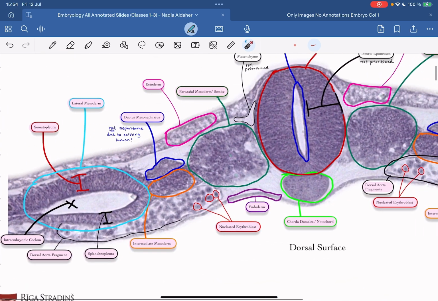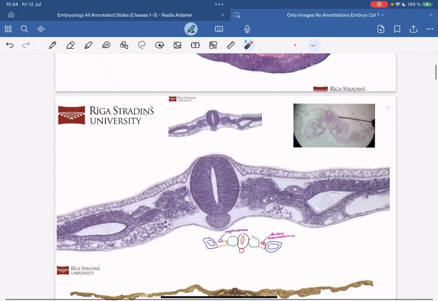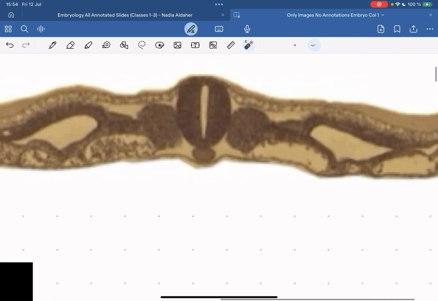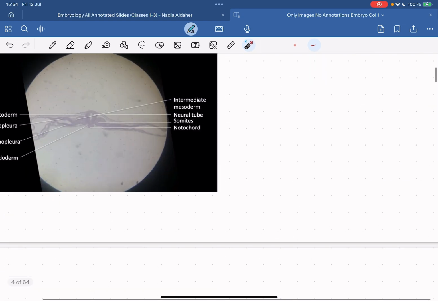Same thing on the other side, lateral mesoderm, splanchnopleura on the top. I did it again. Somatopleura at the top, splanchnopleura at the bottom, and then the intraembryonic opening, coelum opening, right? We can see it here as well. Somatopleura, intraembryonic coelum, and splanchnopleura at the bottom. The entire thing being called lateral mesoderm.